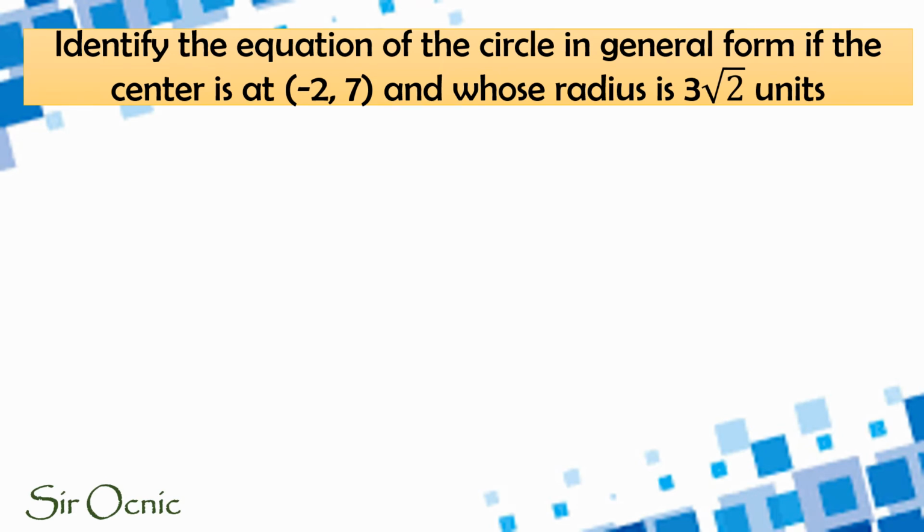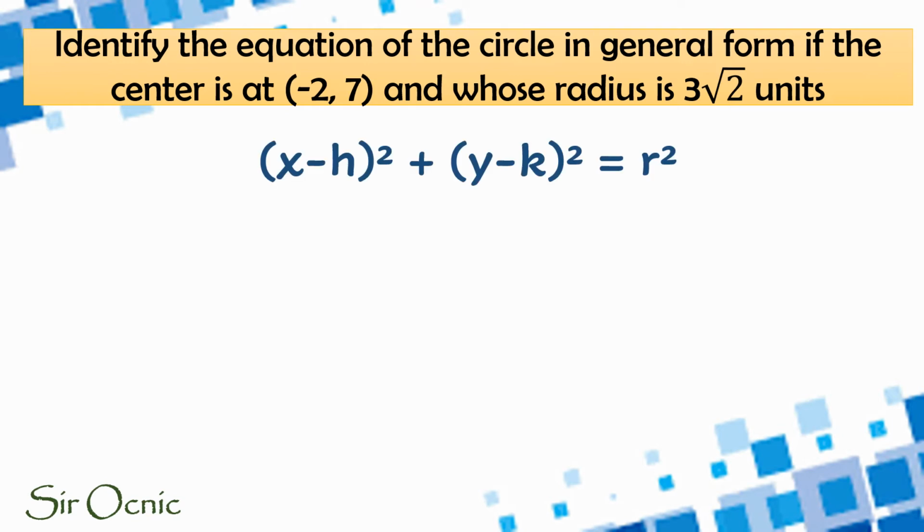Identify the equation of the circle in general form if the center is at (-2, 7) and whose radius is 3 square root of 2 units. Using the given figures, let us rewrite the equation in center-radius form, and that is (x + 2)² + (y - 7)² = (3√2)².